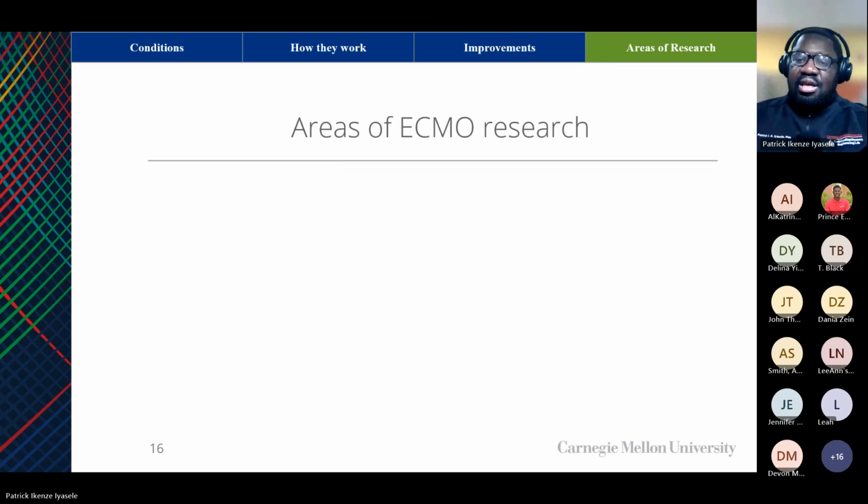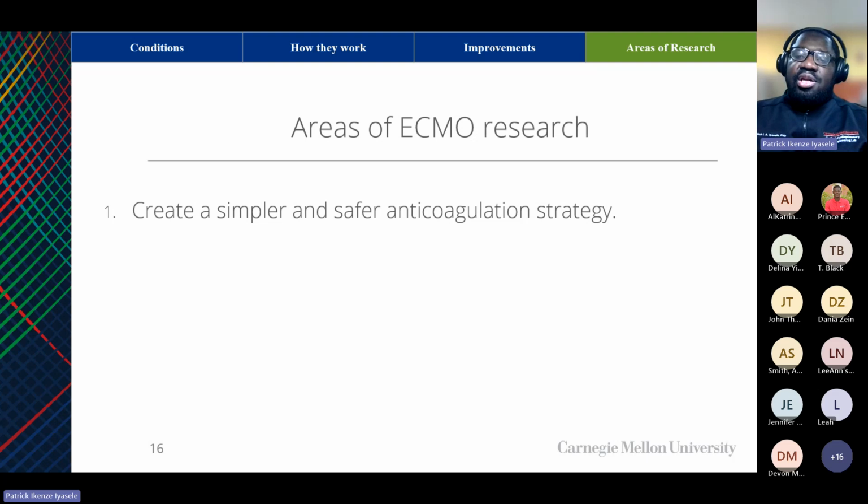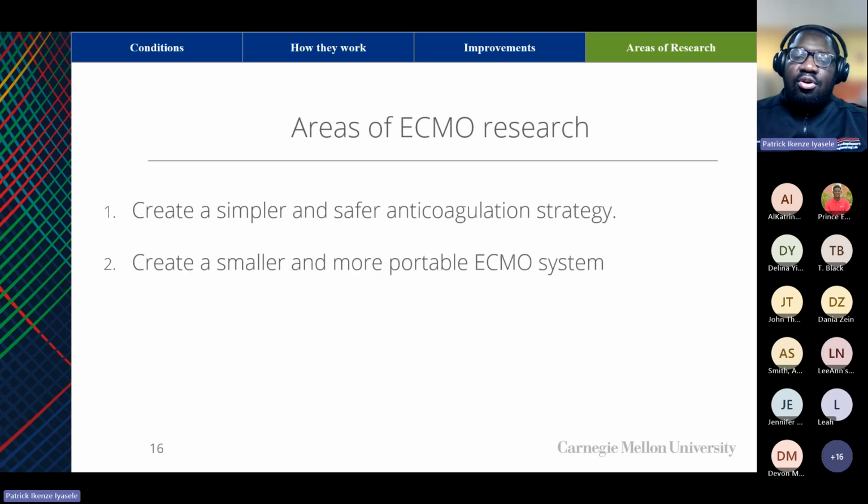The balancing of clot prevention and bleeding risk, along with concerns of patient mobility, leads to two major goals in our lab's research. We desire to create a simpler and safer anticoagulation strategy and create a smaller and more portable ECMO system. We desire to move patients out of the ICU and in the future eventually allow people to stay at home while using ECMO.